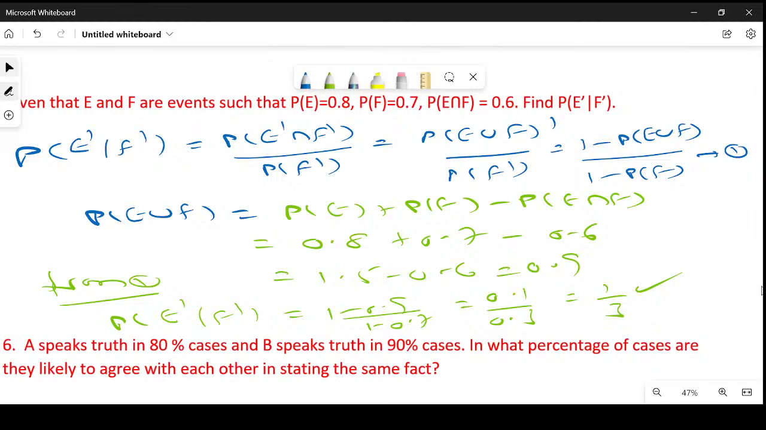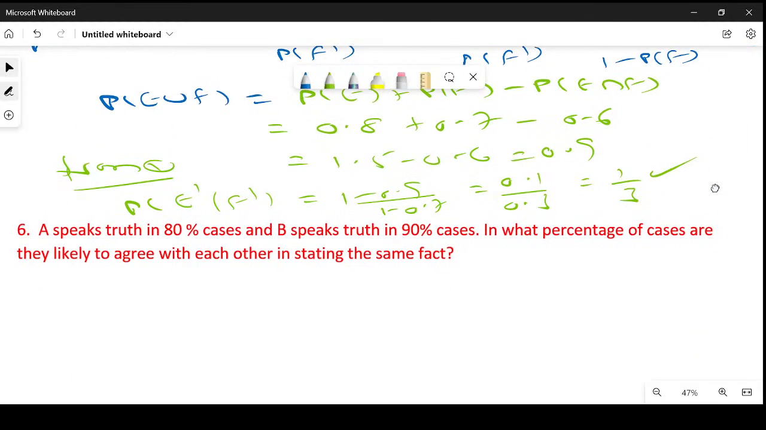I hope you understood this. If you have doubts, if you want me to repeat, you can ask me in the chat box. I can repeat any number of times. If you are not understanding, you can ask. I have completed 5 problems. Still, if you want me to repeat any problem, let me know in the chat box. Now I'm going to explain the 6th problem.